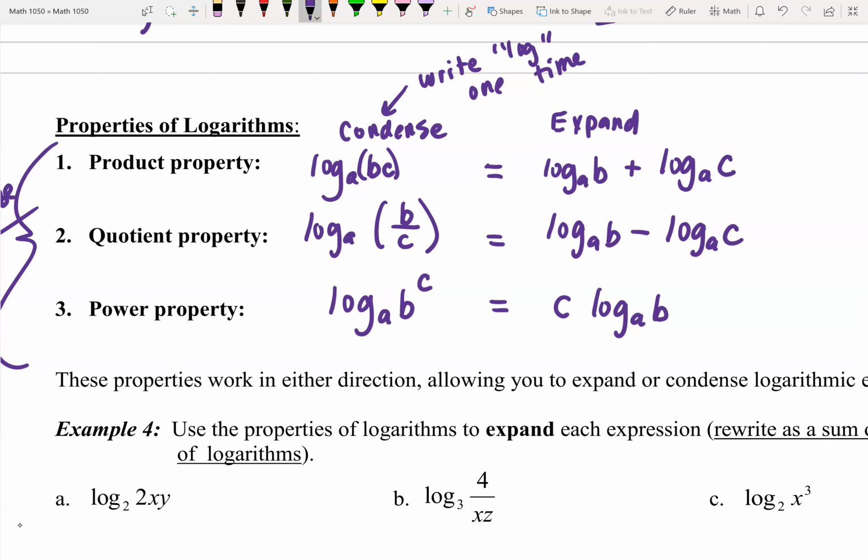Okay, so you could go from the right to the left. So you can go from expanded to condensed, or you can go from condensed to expanded from the left to the right, but the rule just stays the same.